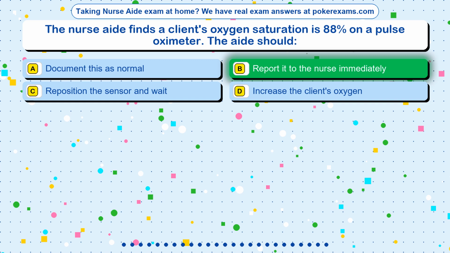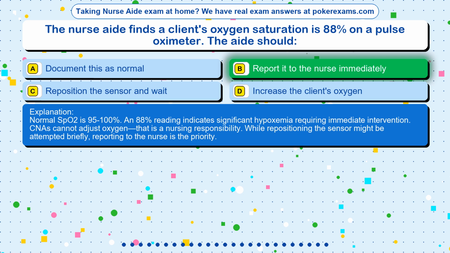The correct answer is option B, report it to the nurse immediately. Normal SpO2 is 95 to 100%. An 88% reading indicates significant hypoxemia requiring immediate intervention. CNAs cannot adjust oxygen; that is a nursing responsibility. While repositioning the sensor might be attempted briefly, reporting to the nurse is the priority.